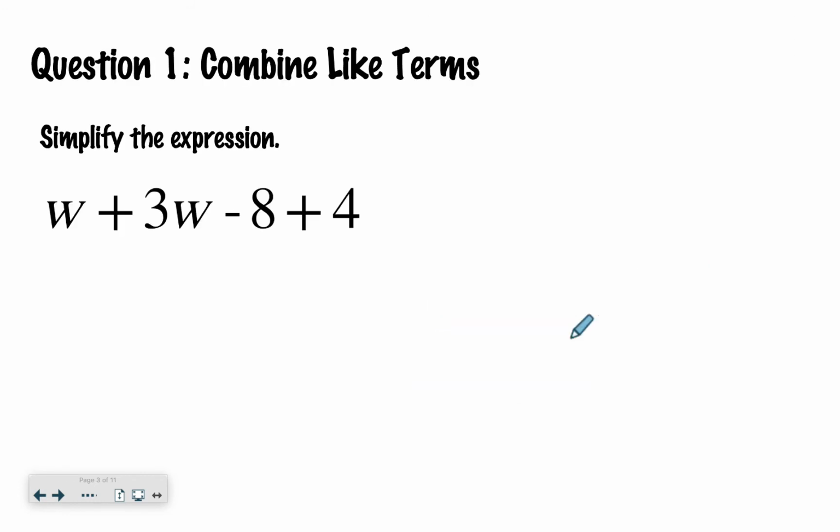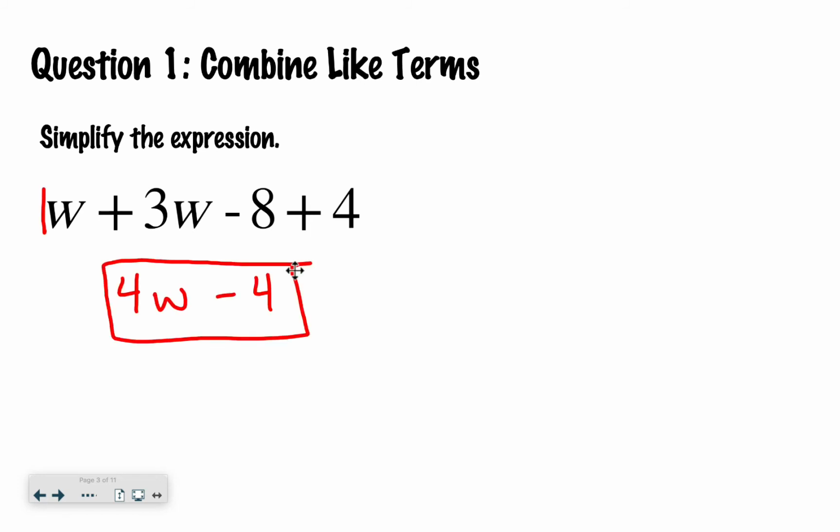Now I want you to simplify this expression. Good luck. All right, for this answer, hopefully you got 4w minus 4. If you just said 3w, it's because you forgot about the invisible 1 here. And then if you said minus 12, the reason that's not right is this is a negative 8 and a positive 4. So you would say negative 8 plus 4 would be a negative 4.